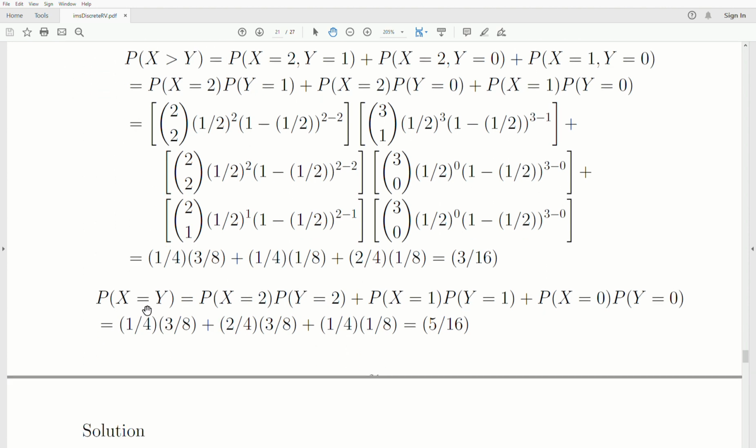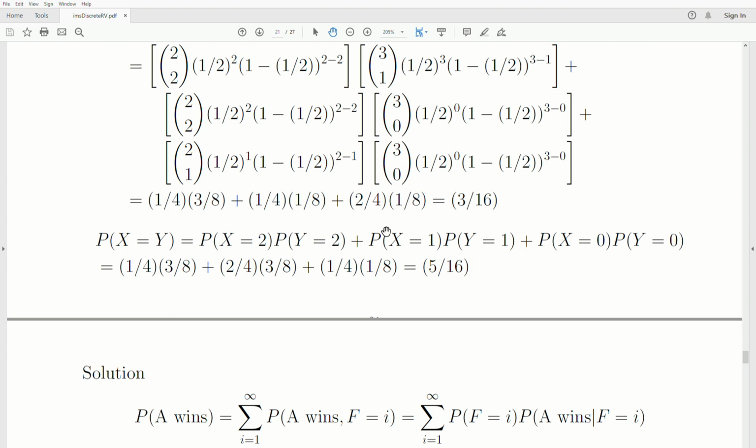Now, the probability that X equals Y, so we have a tie. That's the probability that X is 2 and Y is 2, or X is 1 and Y is 1, or X is 0 and Y is 0. And since those are binomial random variables, we can plug them into the densities and we get these. I would recommend you do that on your own to make sure that you can come up with these. And the answer is 5/16.